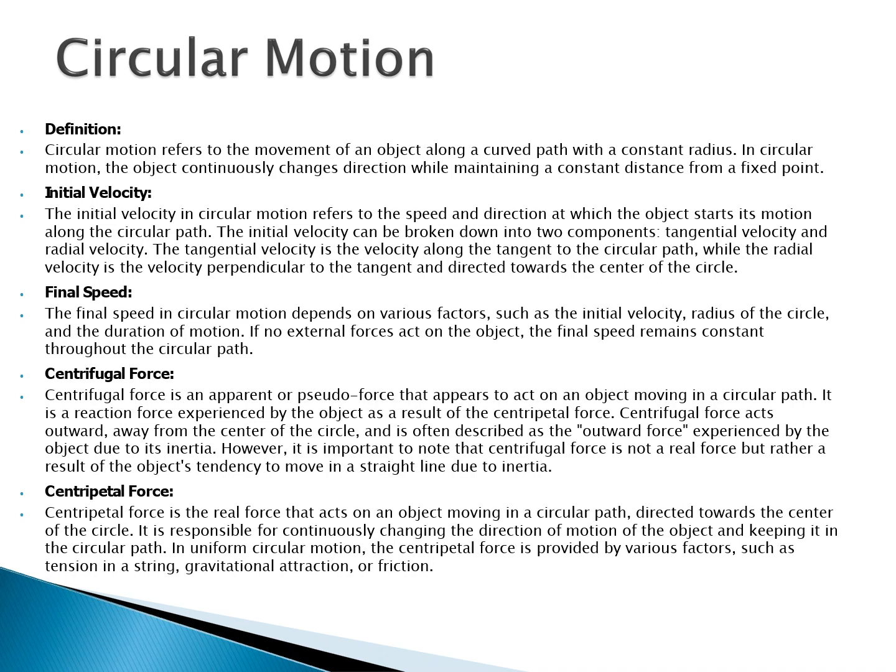Final speed. The final speed in circular motion depends on various factors, such as the initial velocity, radius of the circle, and the duration of motion. If no external force acts on the object, the final speed remains constant throughout the circular path.